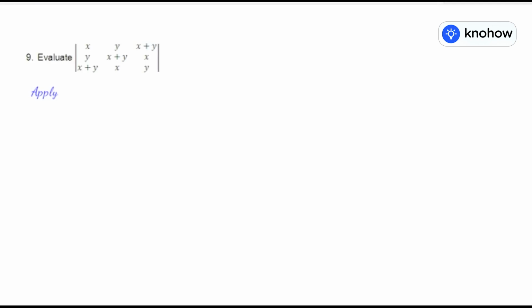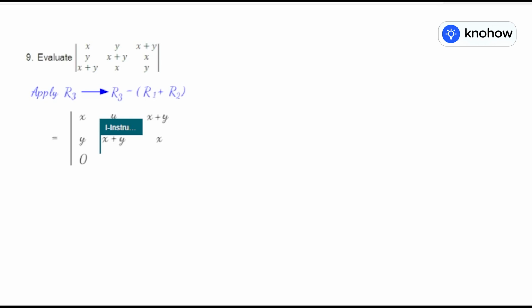So just see what if you apply, replace R3 by R3 minus (R1 plus R2). See what you get. That means keeping rows 1 and 2 the same. The elements of row 1 are x, y, x plus y. You have y, x plus y, x. And now, in row 3, it will be x plus y minus (x plus y), so you get 0. And then you get x minus (x plus 2y).